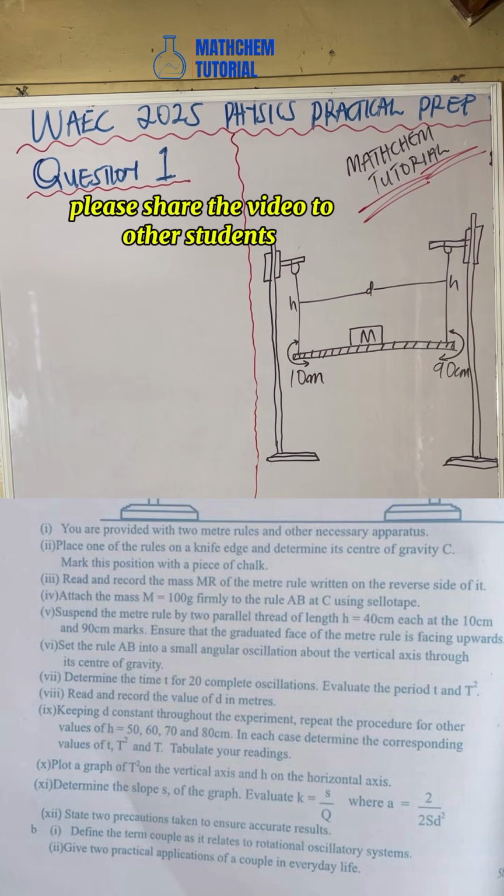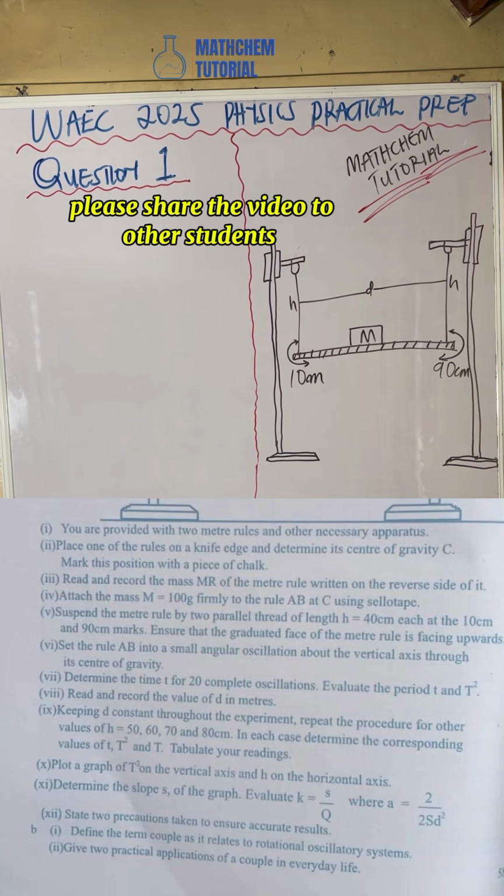Reading it very fast. The question says that you are provided with a 2-meter rule and other necessary apparatus. Place one of the rulers on a knife edge and determine its center of gravity, that's C. Mark this position with a piece of chalk. Then read and record the mass MR of the meter ruler written on the reverse side of it. Attach the mass M, which is equal to 100 grams, firmly to the ruler at A, B, and C using cellotape.